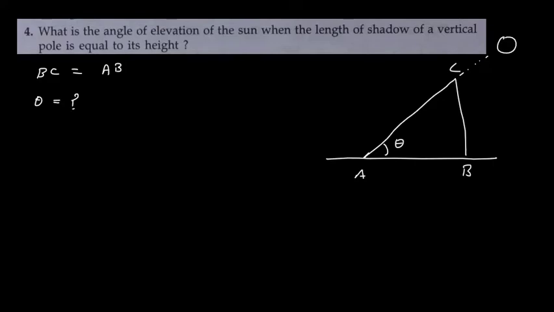Understood? This is a pole. It is given that the height of the pole and the shadow of the pole are the same. So AB is the shadow of the pole, BC is the height of the pole. They are equal. And it is asked, what is the angle of elevation? What is this angle theta?